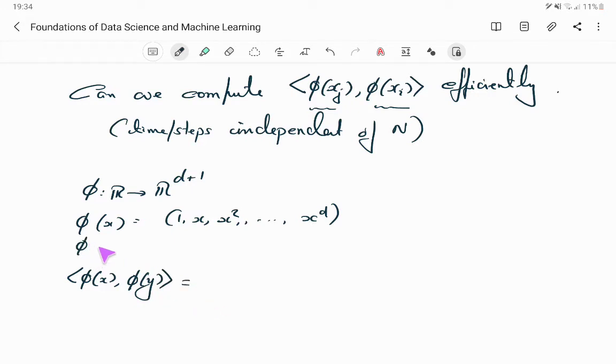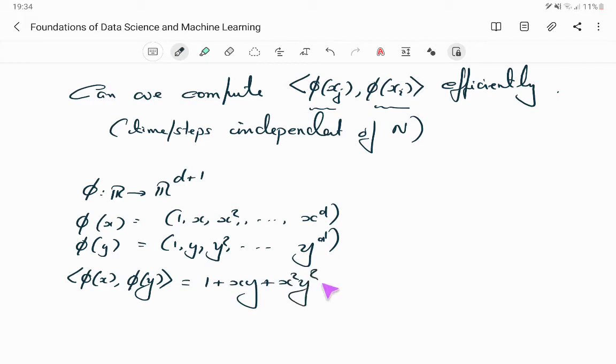Let me just write phi of y also here. That will be 1, y, y squared, all the way up to y power d. Now what is the inner product of these two vectors? It is 1 plus xy plus x squared y squared, all the way up to x power d y power d. Now, if you look at it this way, we haven't saved anything, right? We are still doing d plus 1 multiplications, right?